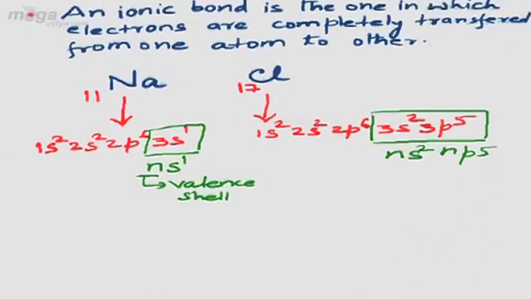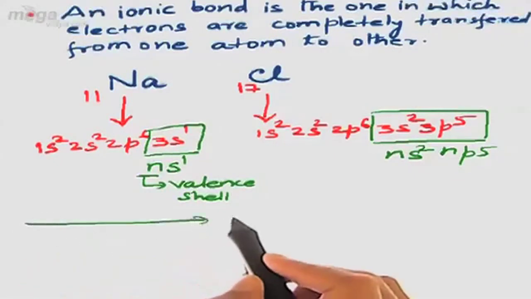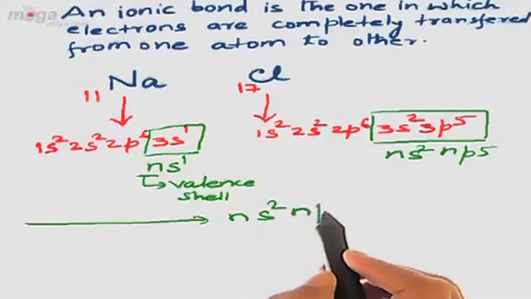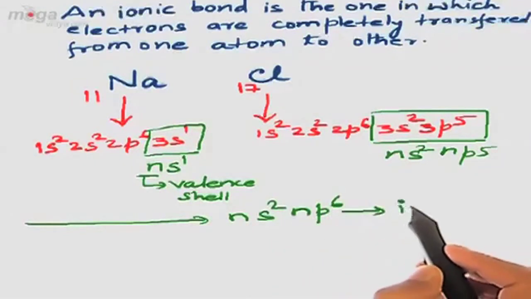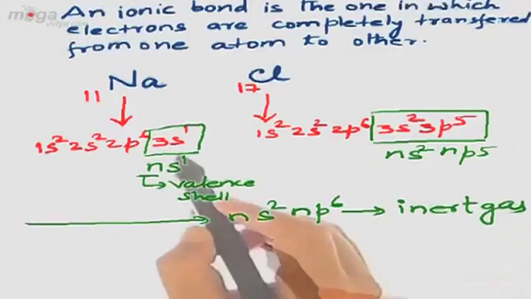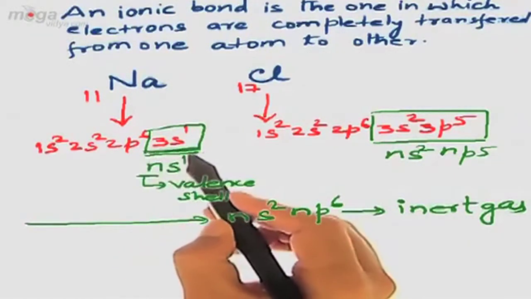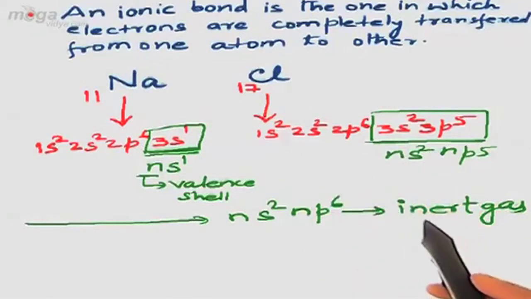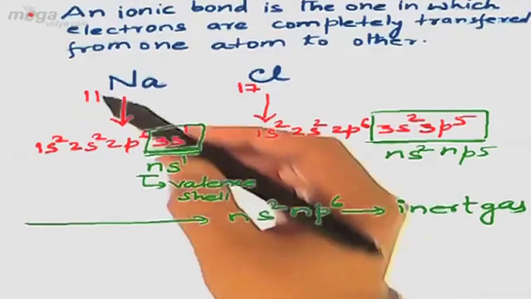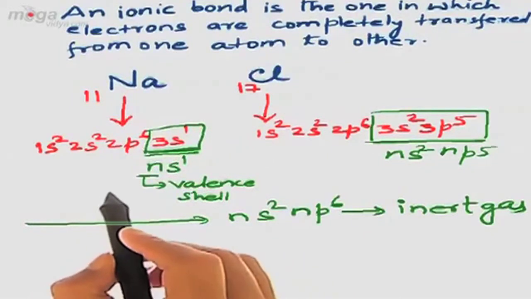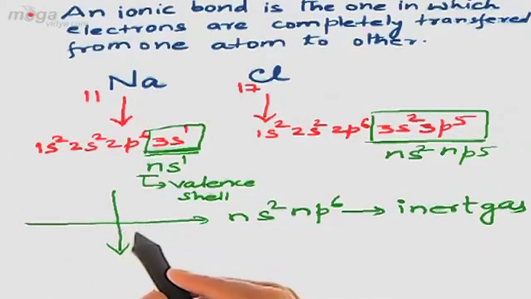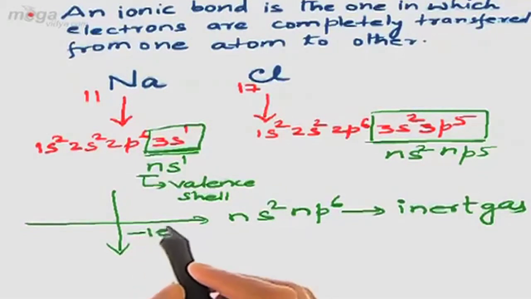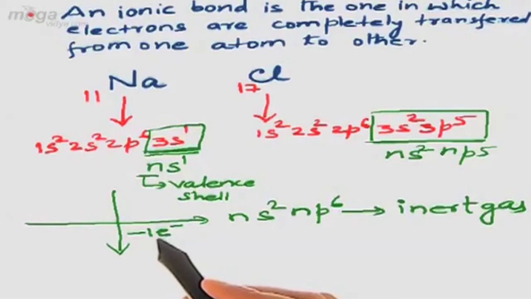But if we remember, in the last section we had been telling that every atom during bonding tries to attain the ns2np6 configuration, that is inert gas configuration, to attain stability. Now observing these two configurations, that is of sodium and chlorine, these two do not resemble the ns2np6 configuration. Hence what we further observe is that the sodium atom undergoes the loss of one electron. Here I am writing minus one electron, meaning one electron is being removed from the valence shell of the sodium atom.